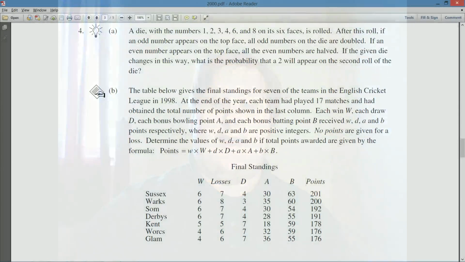We're up to question number 4 on the 2000 Euclid paper. It's a two-part question. Let's take a look. As usual, we're looking at a light bulb question for part A. That's pretty standard at this point.